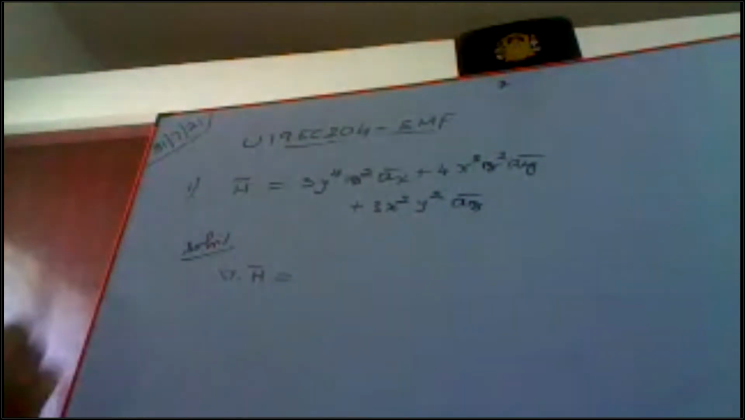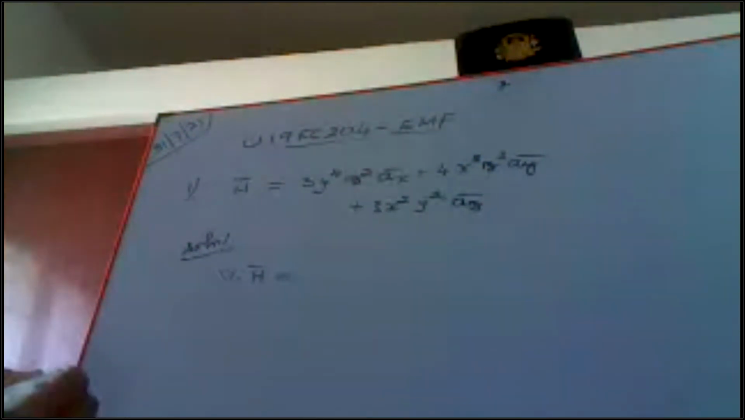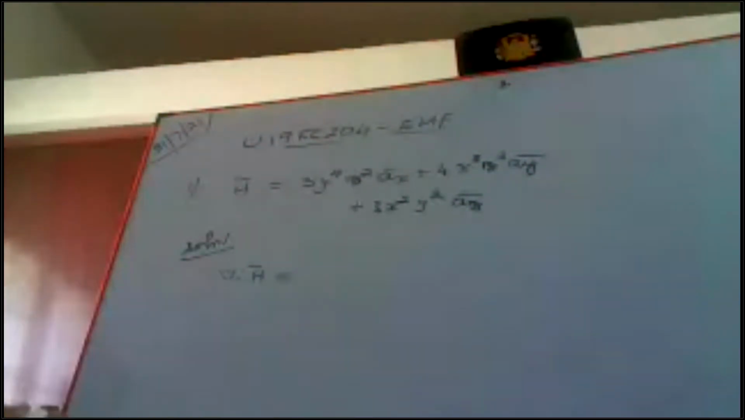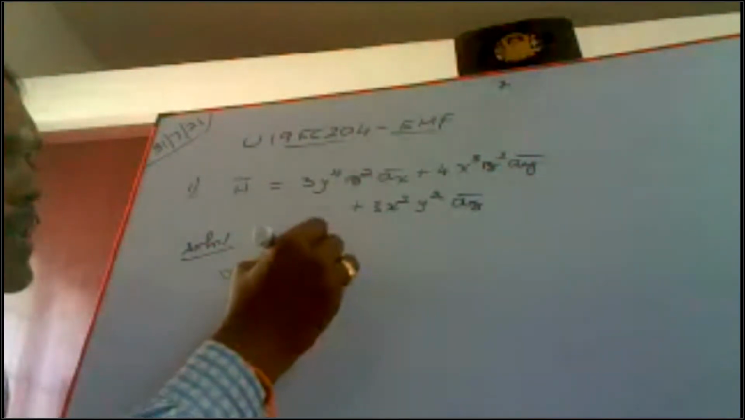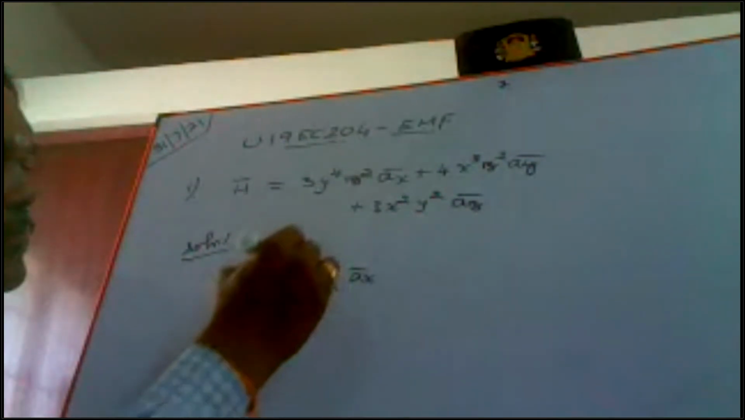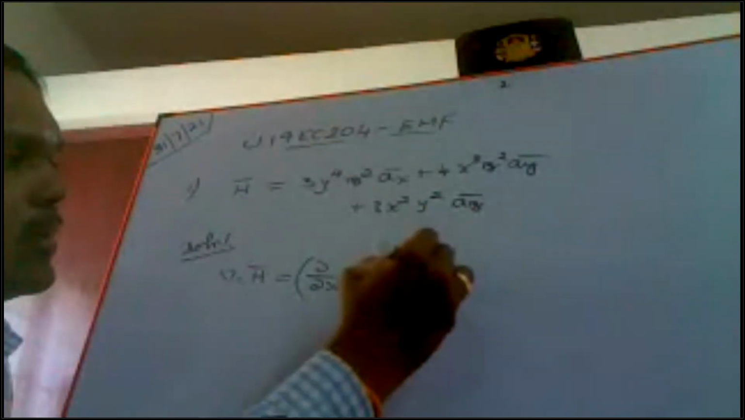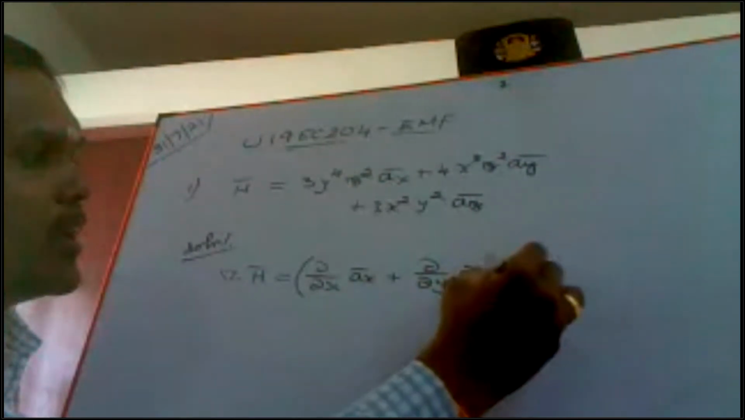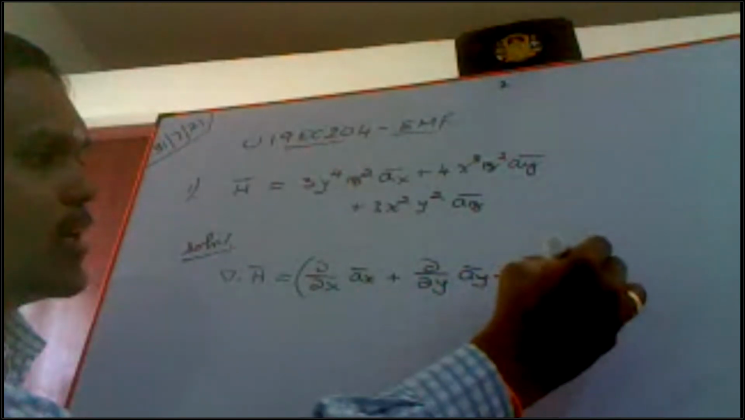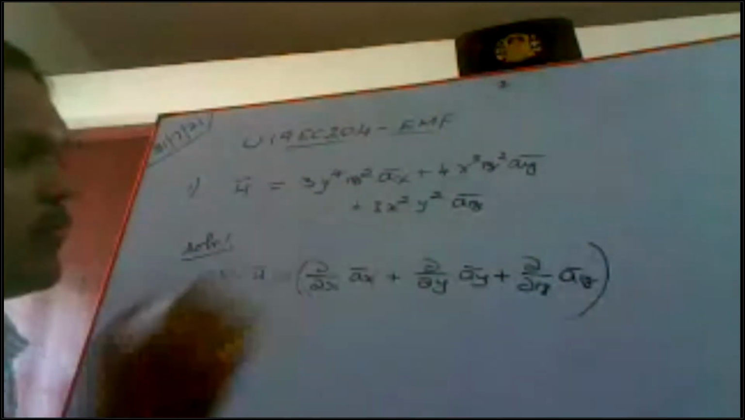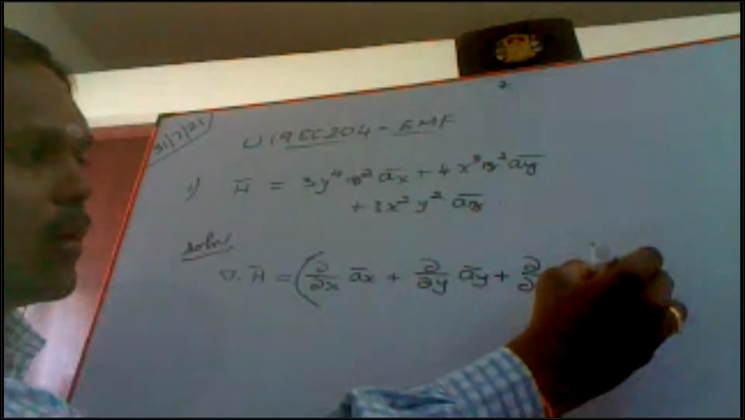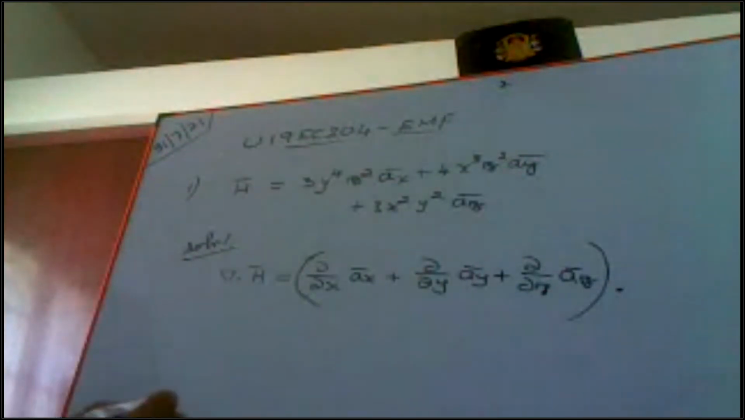So what is the definition for del? For two or three classes, I will write the entire definition of del always, to make you practice. Del is ∂/∂x ax vector plus ∂/∂y ay vector plus ∂/∂z az vector. This is the definition for del dot that I have given here.